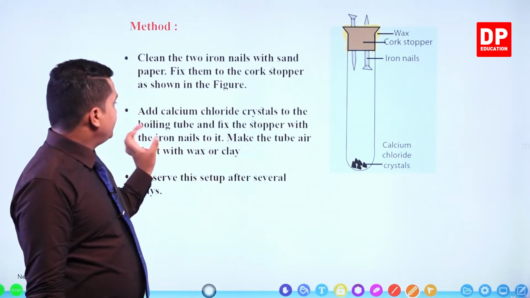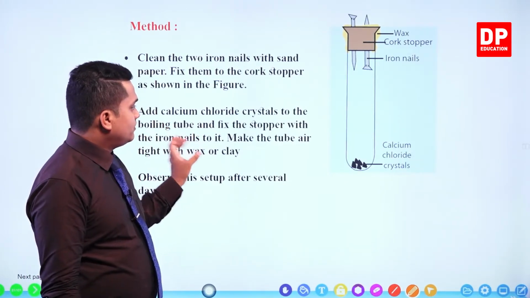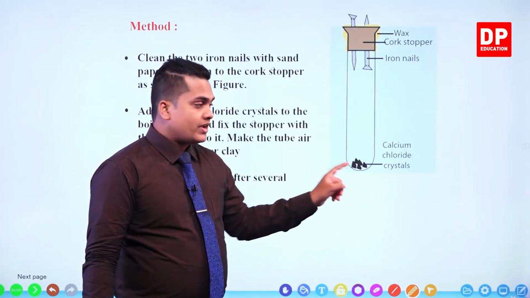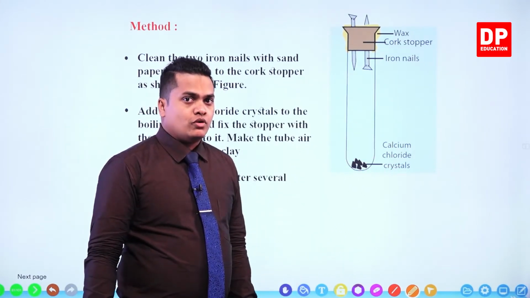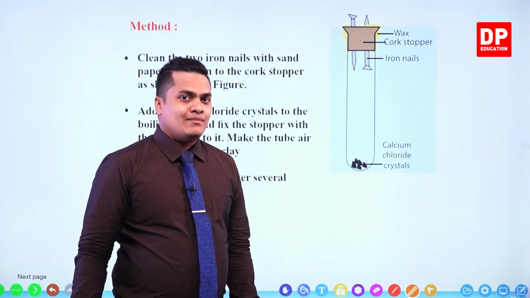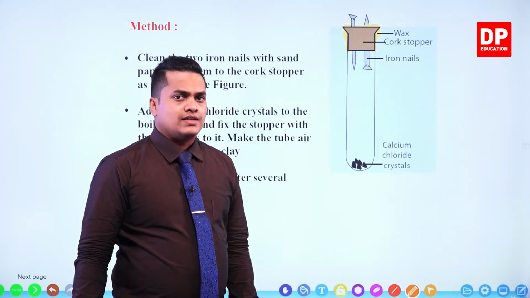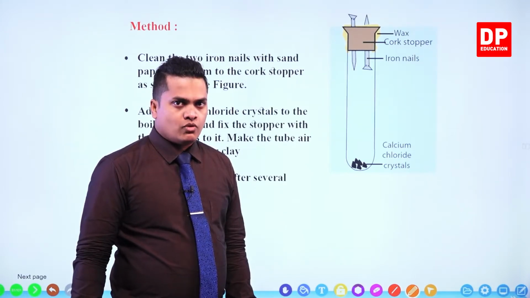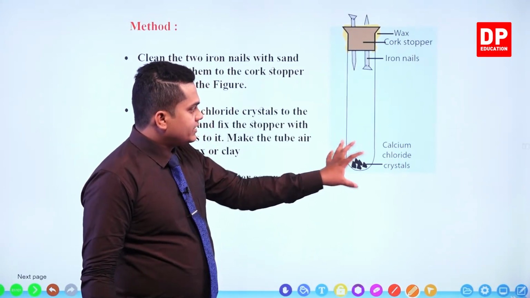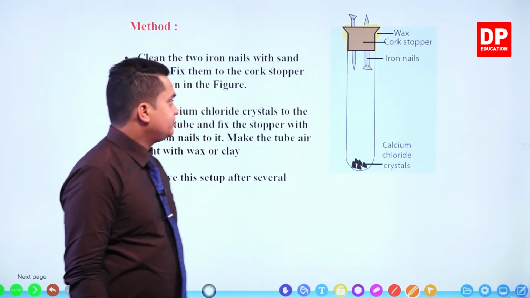Then after that, add calcium chloride crystals to the boiling tube. We have to add these calcium chloride crystals to the boiling tube, or else silica gel. Silica gel also has the ability to absorb water vapor. Calcium chloride also has the ability to absorb water vapor. So we have to insert calcium chloride into the system, within the boiling tube.